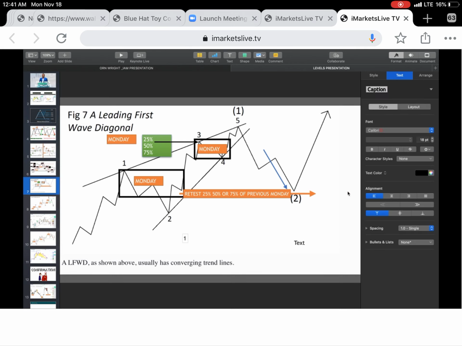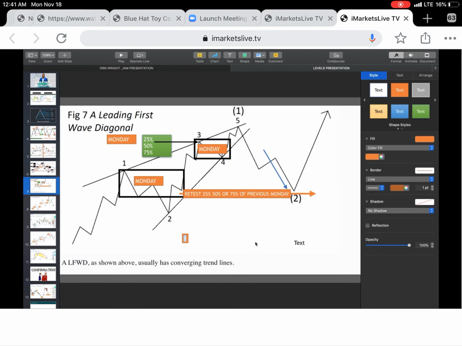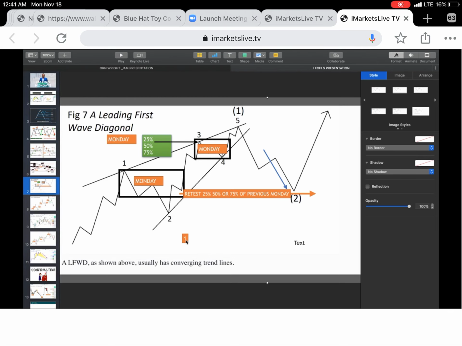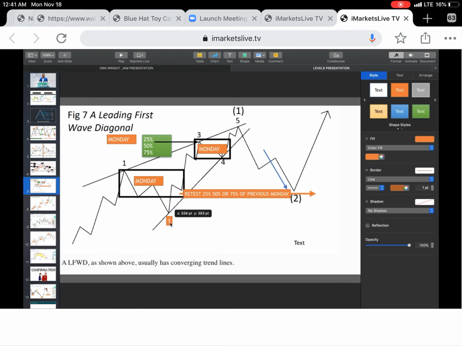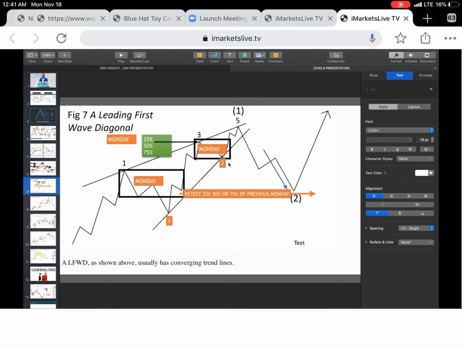But I want to do it the right way so you're not confused and saying, but how is that 1 and I'm confused? I don't want you to be confused at all. So we're just going to go ahead and do it the right way. And we're going to make this number 1. Copy, paste. And this is the second time the market touched. So this is going to be number 2.